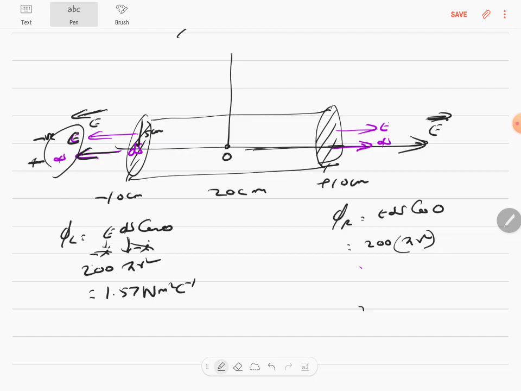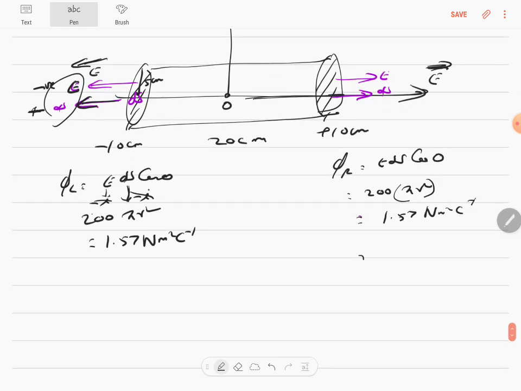positive x direction. The flux will be along the negative x direction here, and this flux will be along the positive x direction. Yes, and so this calculated value also will turn out to be 1.57 Newton meter square per coulomb. The net flux will have to be added, so you just have to add these two fluxes, and so you will get double the value, right?